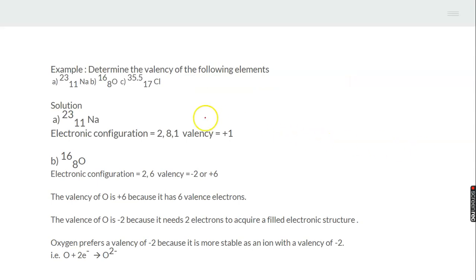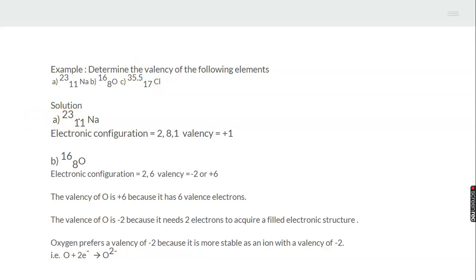The first one, determine the valency of the following elements. For sodium, having atomic number of 11 and atomic mass of 23. Same thing with oxygen, 8 and 16, and chlorine, 17 and 35. So how do you think you can do it?